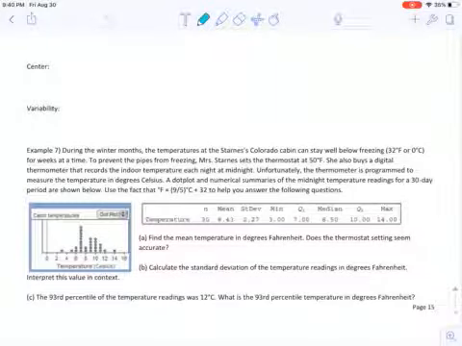Hey guys, there are a couple more examples that we didn't get to in our notes. On page 15 specifically, we might not have gotten to this problem in your class about this thermostat in the Colorado cabin. So they want to make sure that the pipes aren't going to freeze.